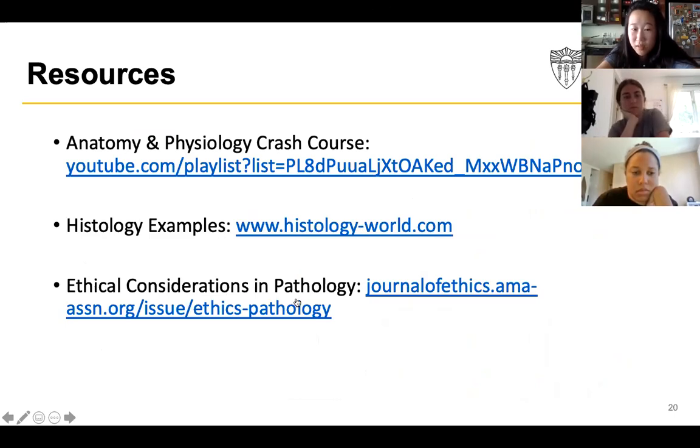There are some ethical considerations too. Honestly, pathology is probably one of the least biased parts of medicine, because usually they don't include what the patient looks like in the samples that pathologists get. But obviously access to resources and access to pathology is very different. So I also included a link to some ethical considerations in pathology if you're interested in that.